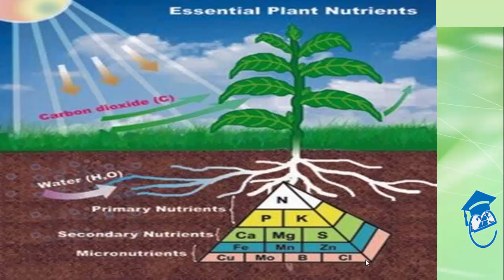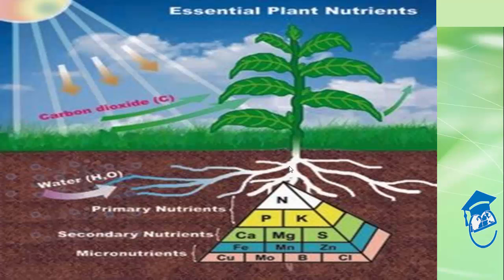Micronutrients are 7 in number. Your secondary nutrients are 3 in number, that is calcium, magnesium and sulphur. And primary nutrients are nitrogen, phosphorus and potassium. So these are the essential mineral elements. As I told you, most of the minerals present in the soil can enter plants through roots. See, these are the roots. So the roots absorb these elements, mineral elements to be more precise.